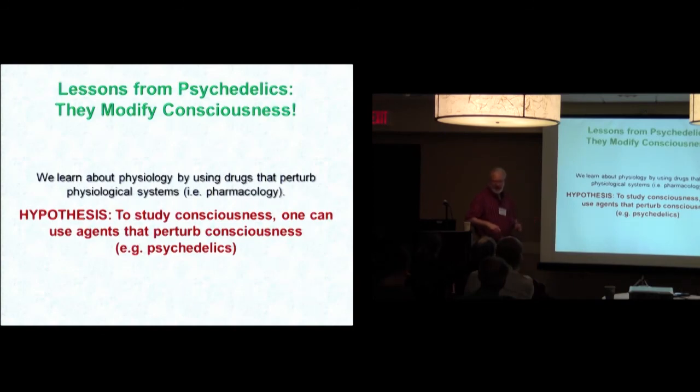So the hypothesis is that to study consciousness, you can use agents that perturb consciousness. That is psychedelics. And most people now would argue that this may be a really important use for psychedelics in a scientific context, to study consciousness and how it modifies consciousness, and how different drugs and different combinations of antagonists, you can tease apart some of what's going on in the brain with respect to consciousness. Now here's a slide I've somewhat used before, but I have to use it again.